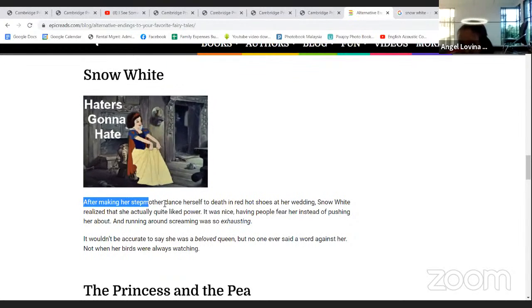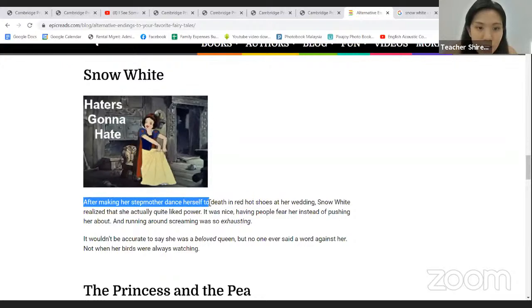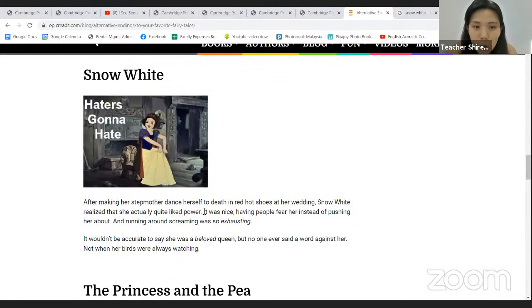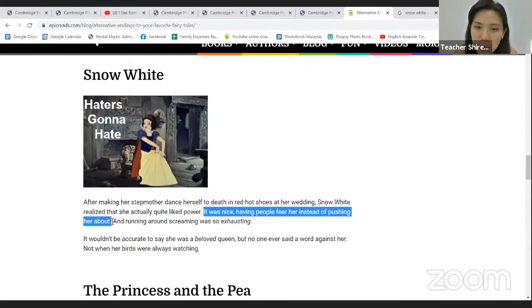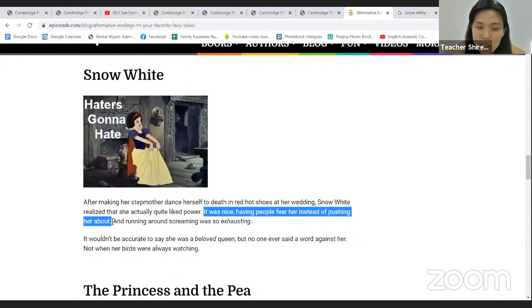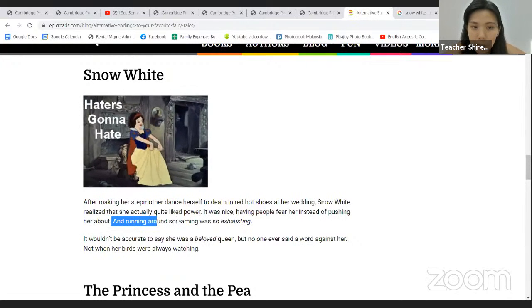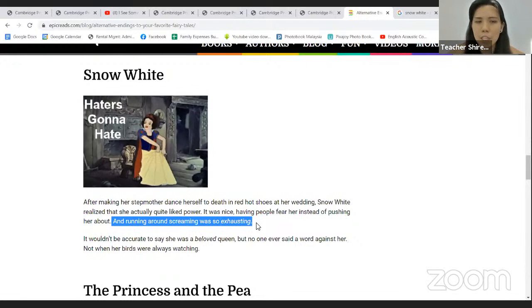After making her stepmother dance herself to death in red-hot shoes at her wedding, Snow White realized that she quite liked the power. It was nice having people fear her instead of pushing her about. Last time she had no power, that's why she was scared of people. Now she became very powerful, just like the queen. Then she became the evil one, and she made everyone work for her.